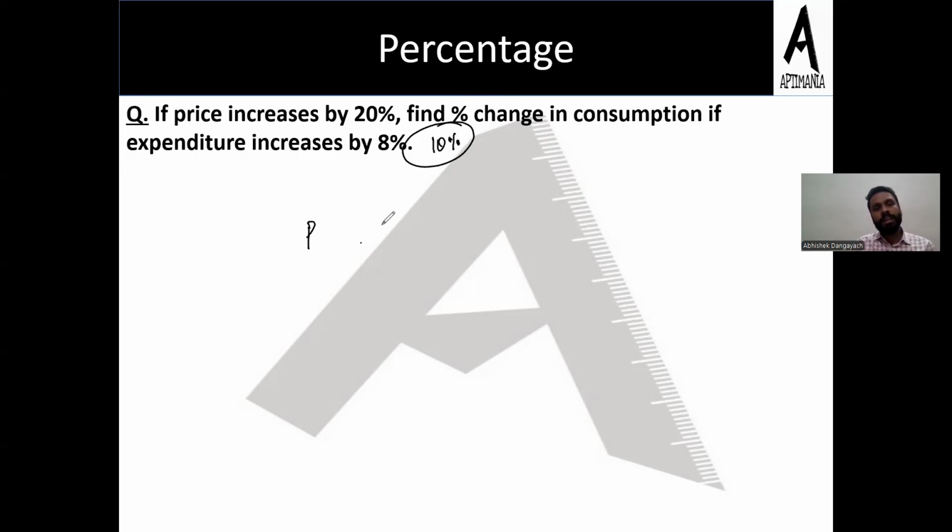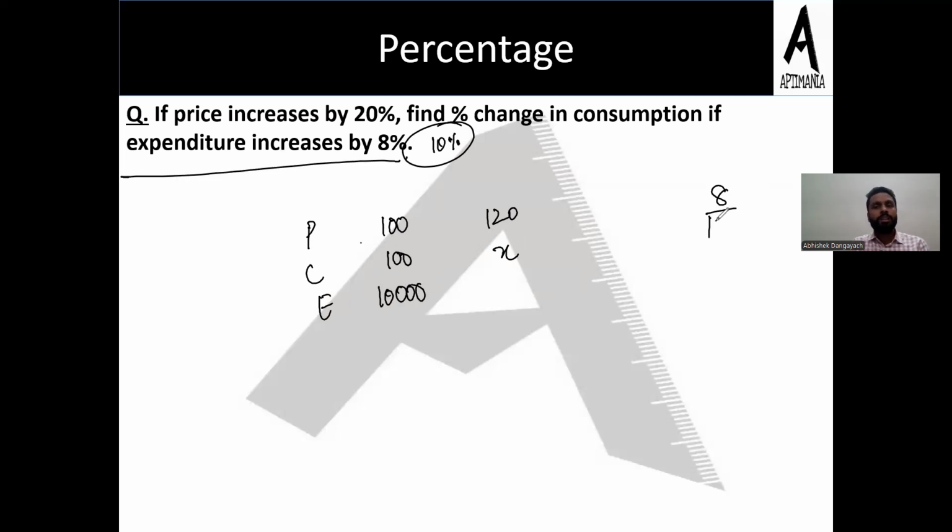जल्दी से देखते हैं. Price था 100, increased by 20%, 120. Consumption था 100, अब पता नहीं कितना हो गया. No issues. Expenditure था 10,000. Expenditure increases by 8%. What is 8% of 10,000? Can I say it is 800?